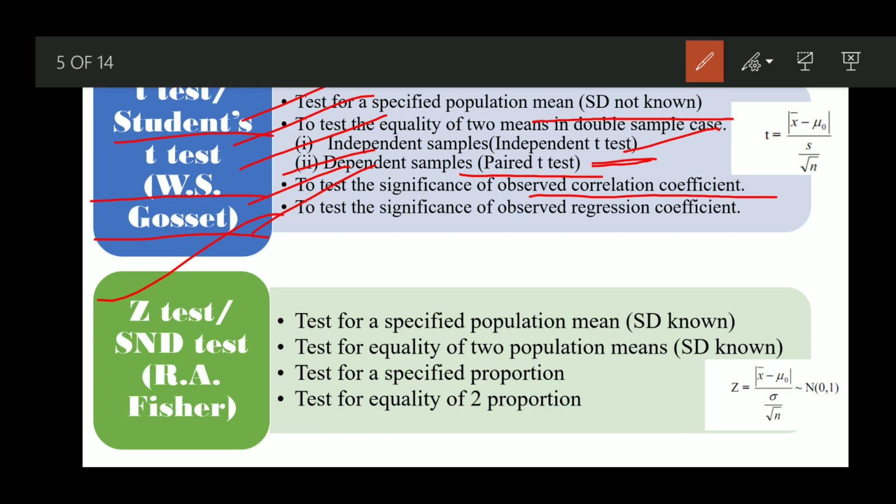Next is our z-test, which is also known as the SND or standard normal deviate test, which was given by R.A. Fisher.